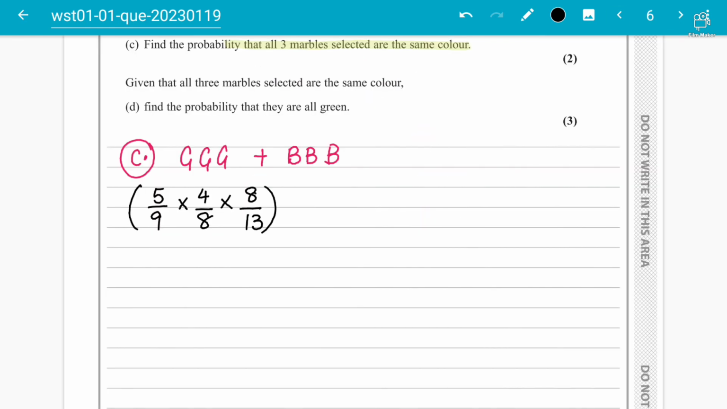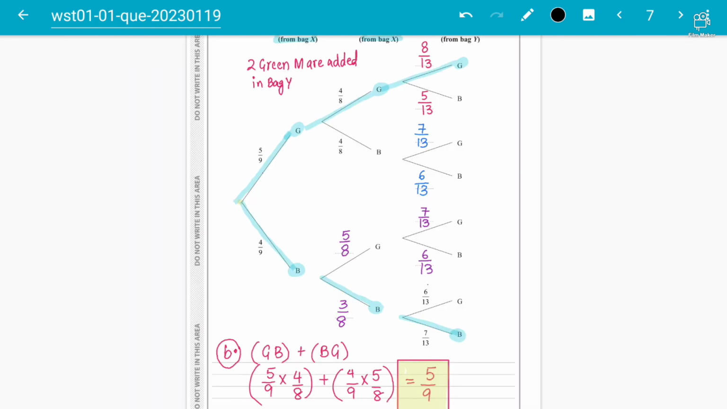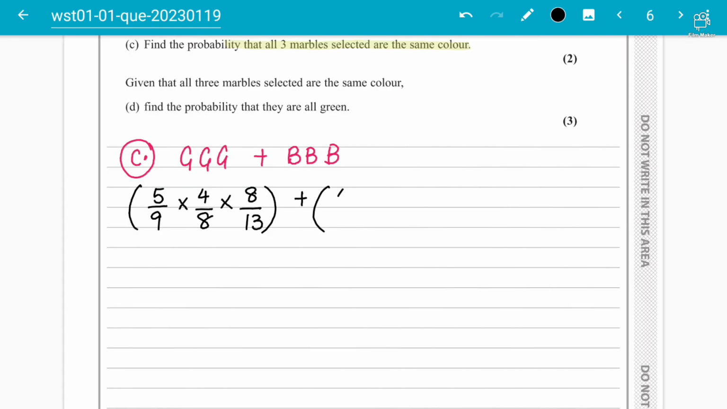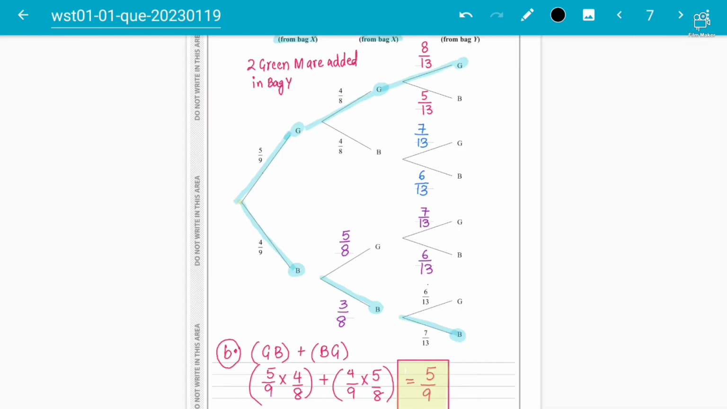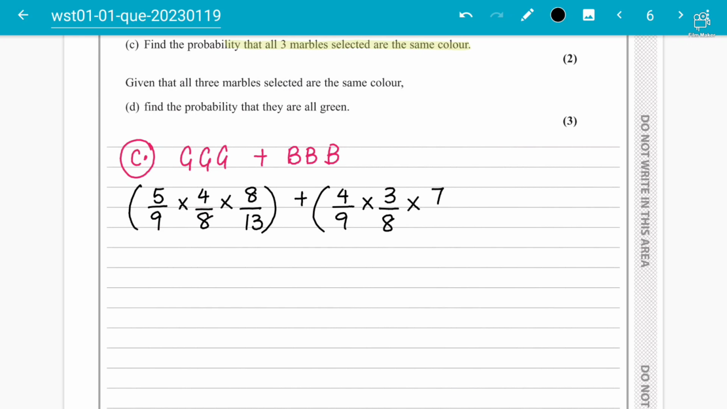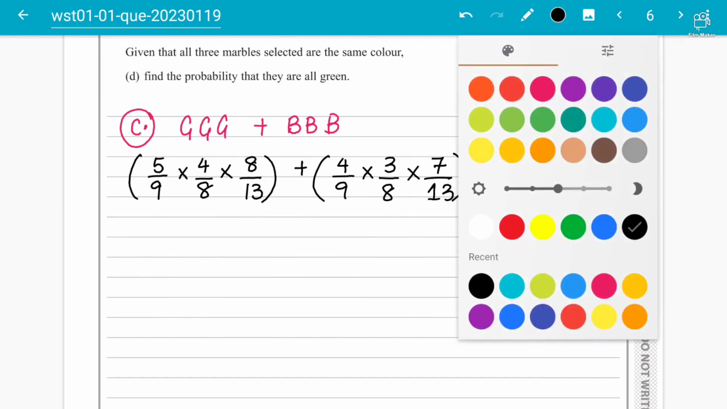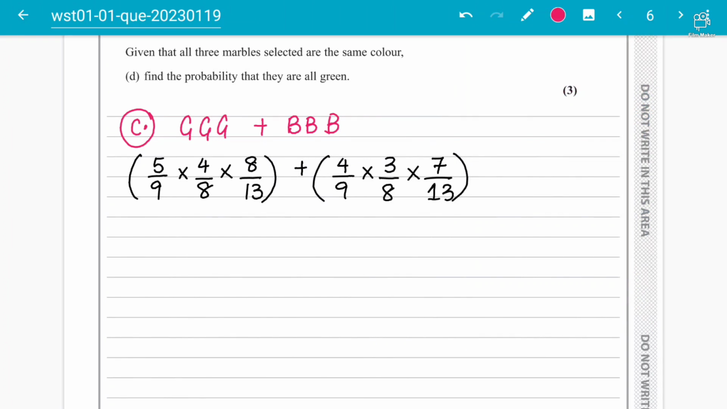So that is the green one. And blue will be 4/9 into 3/8. Just have to take the values from the T diagram. 4/9, 3 into 8 and 7/13, okay? So here we go, students. That is also done. Make sure you solve it and get the correct answer, okay? 5/9 into 4/8 into 8/13.